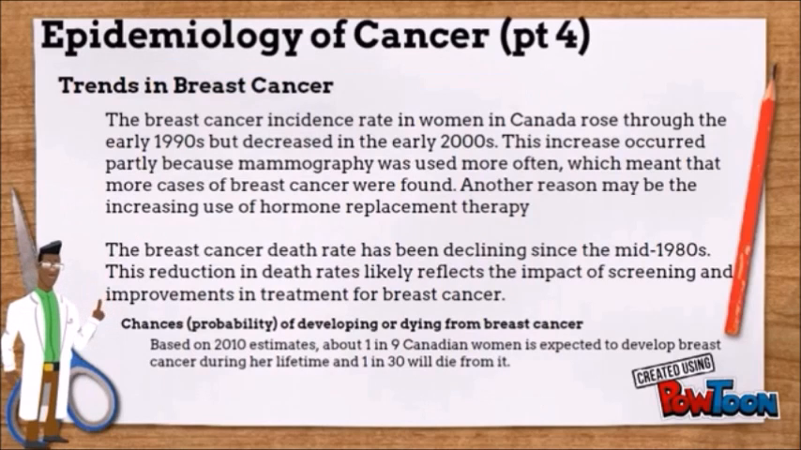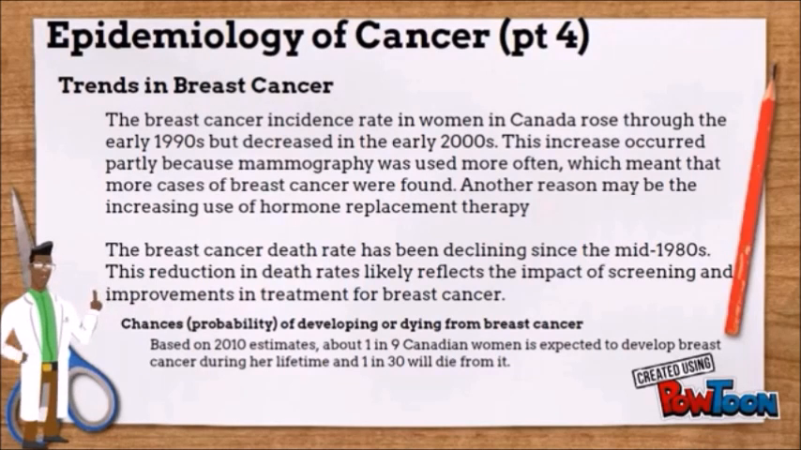Trends in breast cancer. The breast cancer incidence rate in women in Canada rose through the early 1900s, but decreased in the early 2000s. This increase occurred partly because mammography was used more often, which meant that more cases of breast cancer could be found. Another reason may have been increasing use of hormone replacement therapy. In addition, the breast cancer death rate has been declining since the mid-1980s. This reduction in death rates likely reflects the impact of screening and improvements in treatment for breast cancer.